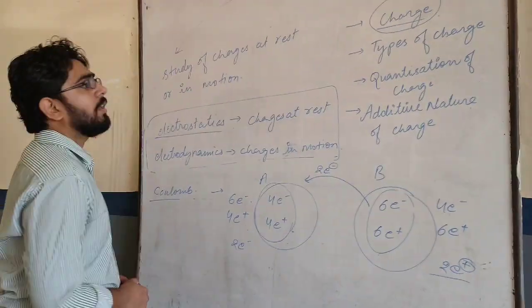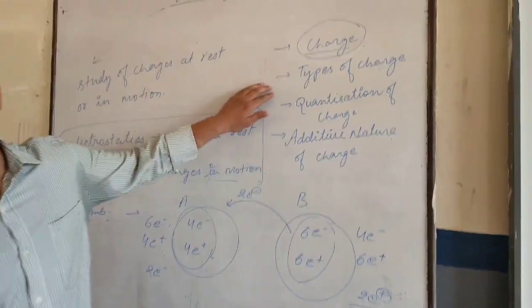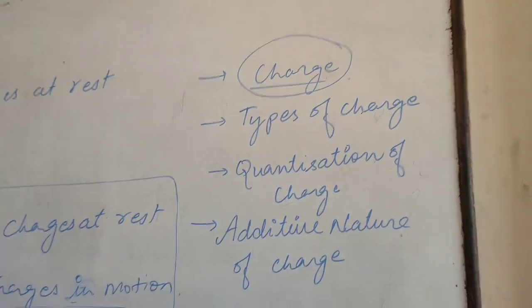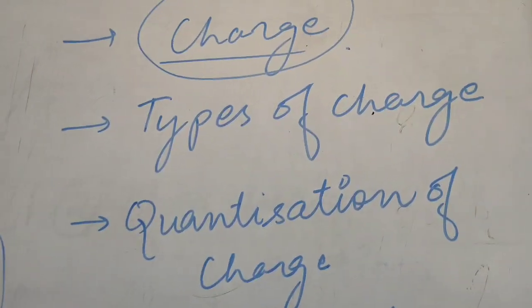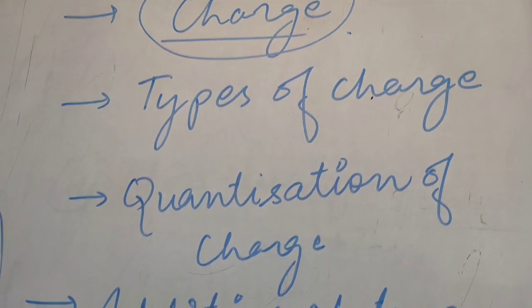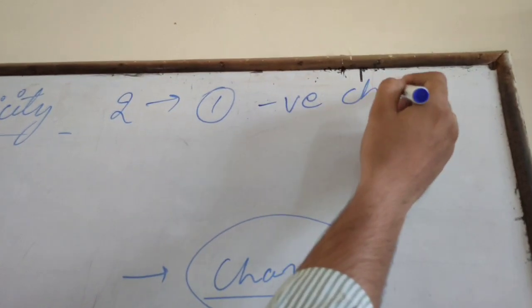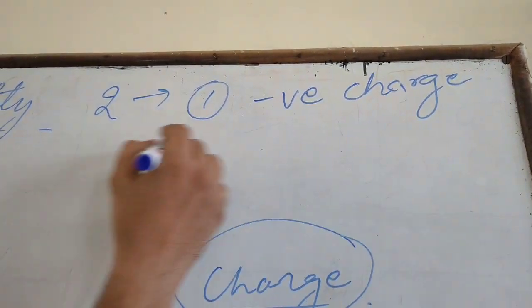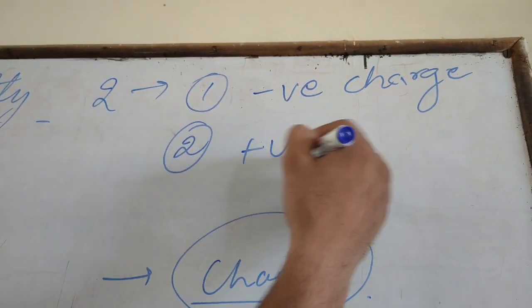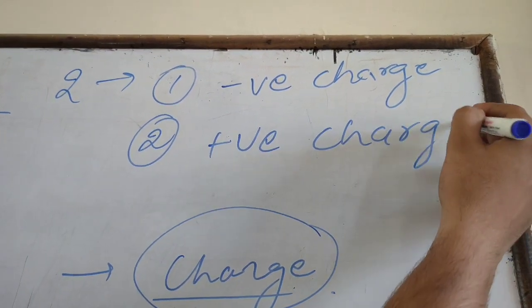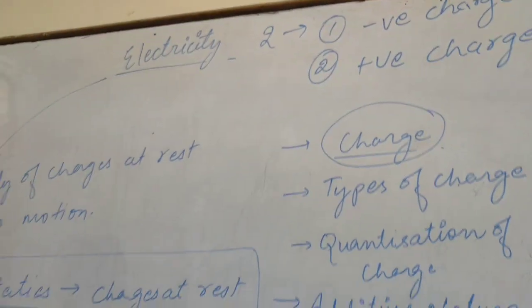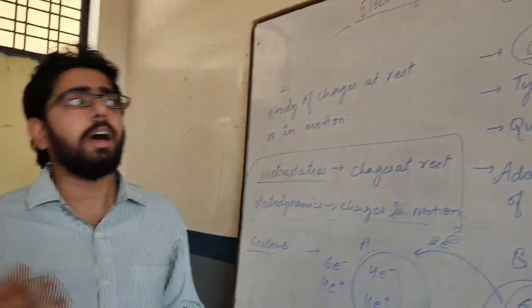Okay. Now, how many types of charges are there? There are 2 types of charges. First is negative charge, second is positive charge.